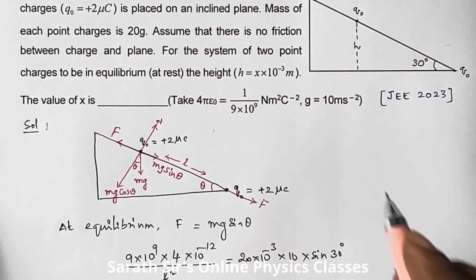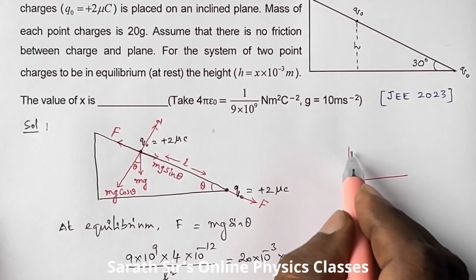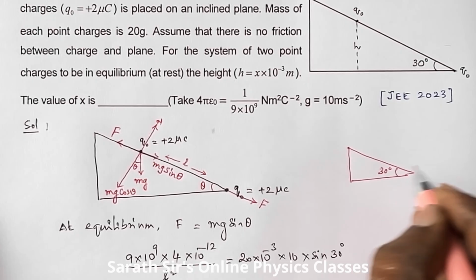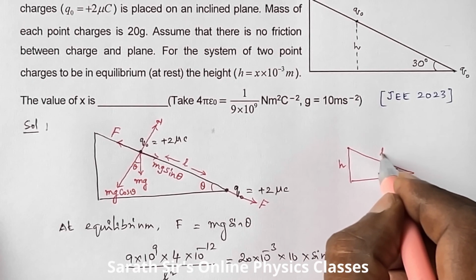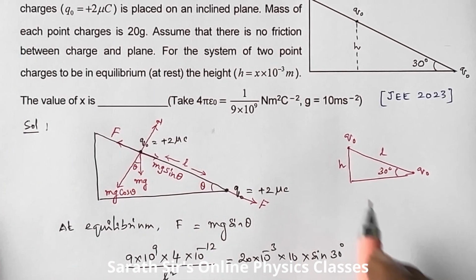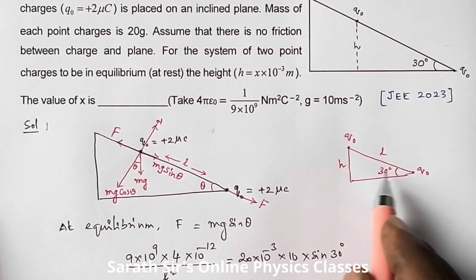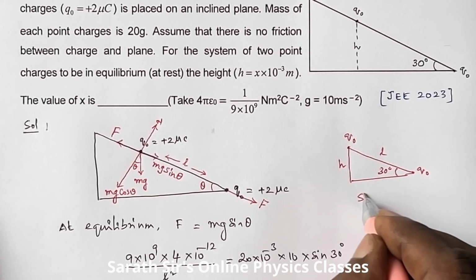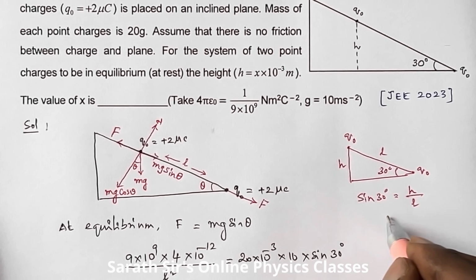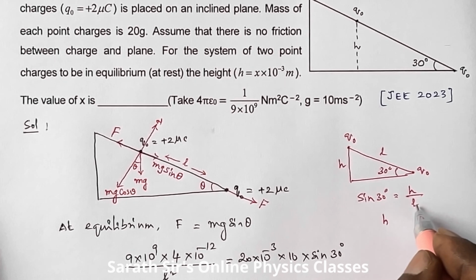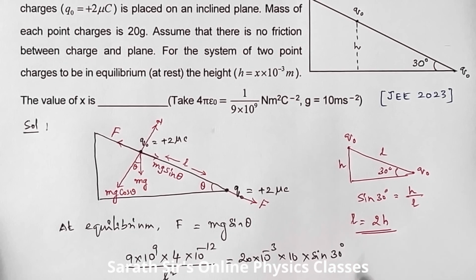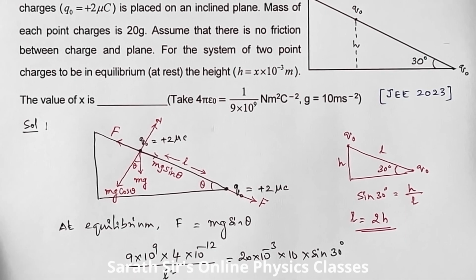For this I can take a right angle triangle. Here this is 30 degrees, this is H and this is L. This is Q naught position, this is another Q naught position. To know the H, H is the opposite side, so I will take sin theta. Sin 30 degrees is equal to opposite side by hypotenuse. So from that, H by sin theta, the 2H will come, that is L. So L is equal to 2H. So I will substitute the L value here.